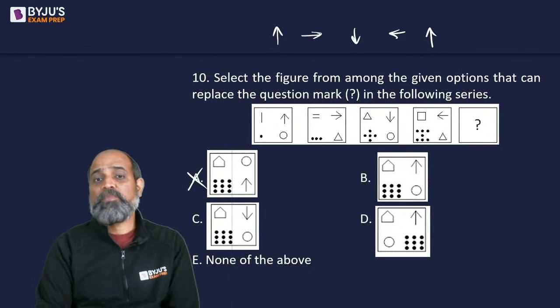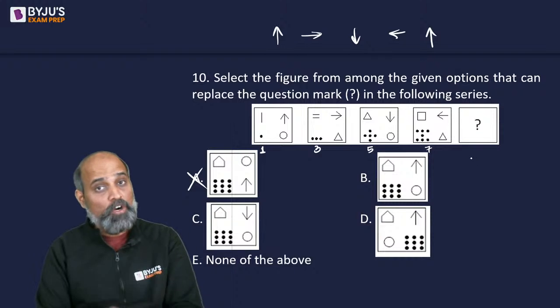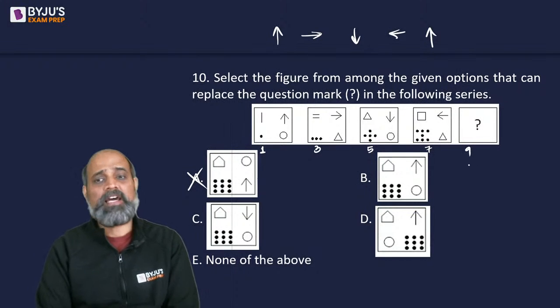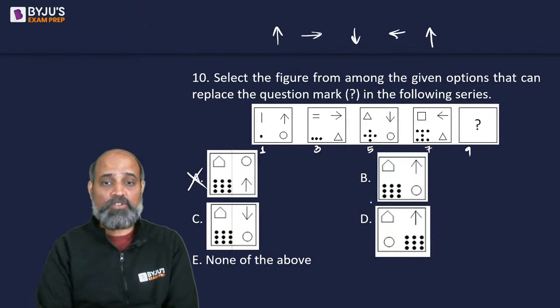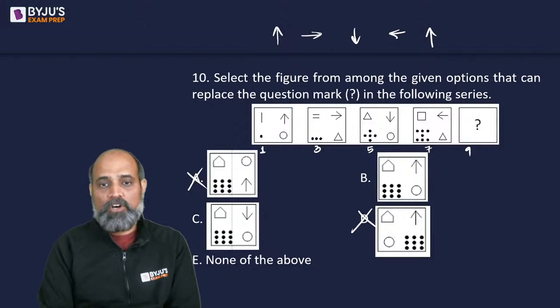If you look at the number of dots, we have 1 dot here, we have 3 dots, we have 5 dots, we have 7 dots. These are consecutive odd numbers. So we are supposed to have 9 dots, 9 dots at the same corner. That is also not moving around. So D also vanishes, right? And the arrow should go upwards, so C is also gone.